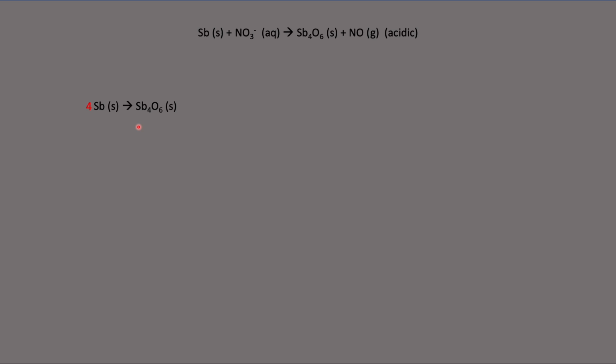Now let's look at the oxygens. We have 6 over here and we have none over here. So we're going to add water. We're going to add 6 waters. Because we've added 6 oxygens in our water, we've also added 12 hydrogens. So we need to balance that out over here, 12 H pluses to balance the hydrogens.